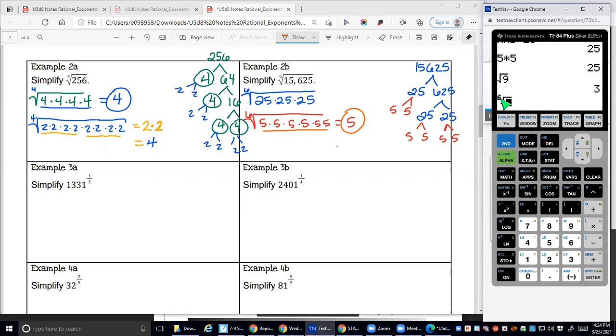Notice how it put the 6 automatically as the index. Now I'm going to type in 15625 without the comma, y'all. Then you step to the side and make sure it matches. Yep. You hit enter and you get 5. Any questions?